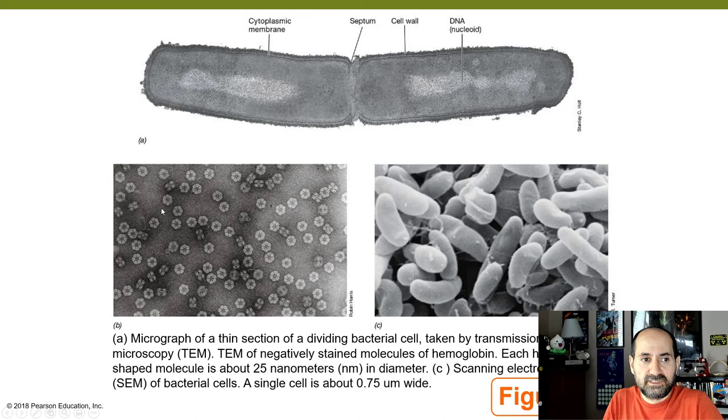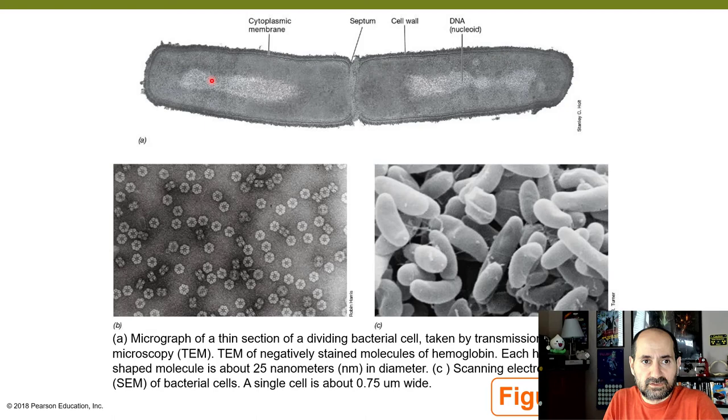So take a look here. Here's a few examples of TEM. Actually, it's one example of TEM, two examples of TEM, one example of SEM. Let me show you. In A, you have a cell that is dividing. You see, this is a cell with a septum. Septum occurs during binary fission when a cell is dividing into two. And you see, this is a section of these two cells as they divide.